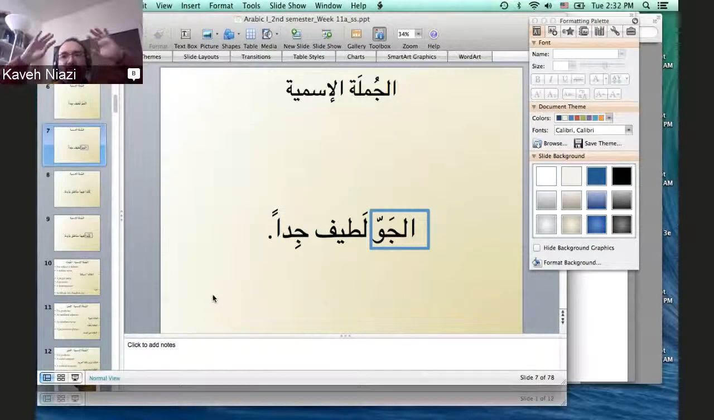So maybe in your flow chart, once you determine you have an ismiya, the first thing is check to see if it starts with a noun. Aha, ismiya. And then look for a verb. Is it there? And if it's not there, then it must be to be in the present tense. And then basically what it means is you just put an equal sign, right? Equal sign between al-jaw and latif jiddan, between the noun and the predicate. In this case, the weather is very mild, right?